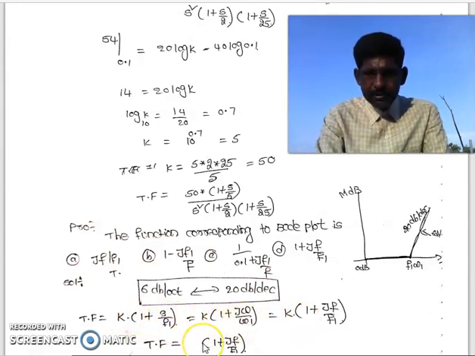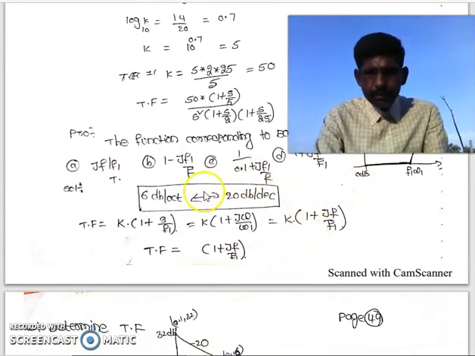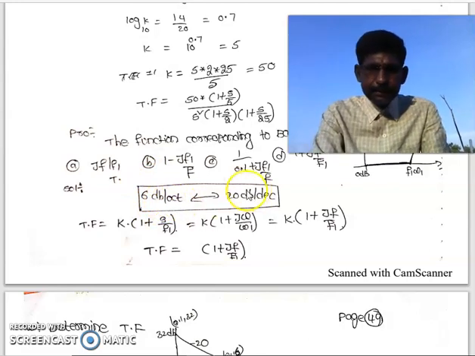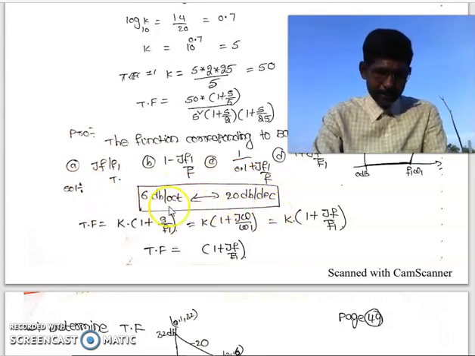What is the k value? How can we find the k value? Here it is 6 dB per octave. 6 dB per octave is nothing but 20 dB per decade. Please keep in mind the relation between octave and decade: 6 dB per octave is nothing but 20 dB per decade.